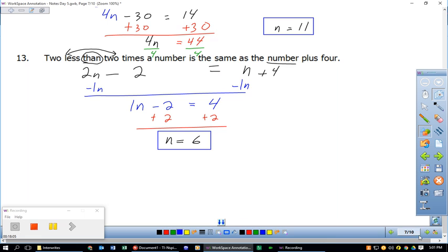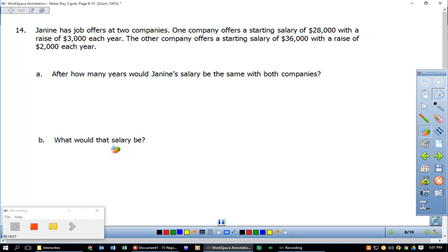Okay, number 14. Janine has job offers at 2 companies. One company offers a starting salary of $28,000 with a raise of $3,000 each year. The other company offers a starting salary of $36,000 with a raise of $2,000 each year. After how many years would Janine's salary be the same with both companies?